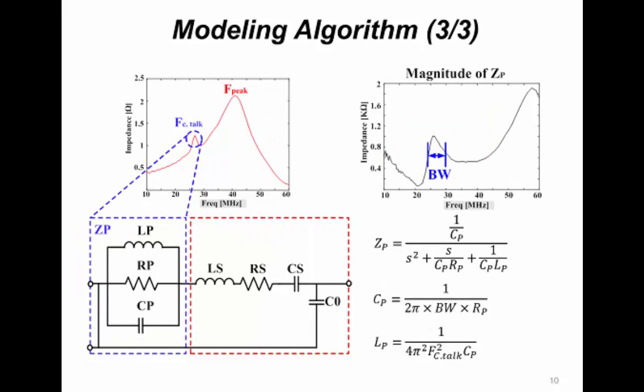For the calculation of the parallel RSC part, we just subtract RS, CS, LS from the CMUT impedance, and then this is the equation. Because GP is following the second order equation, based on the second order equation characteristic, we can calculate the CP value from this equation, and also because the F peak is caused by LP and CP resonance, we can calculate the LP from the CP values.